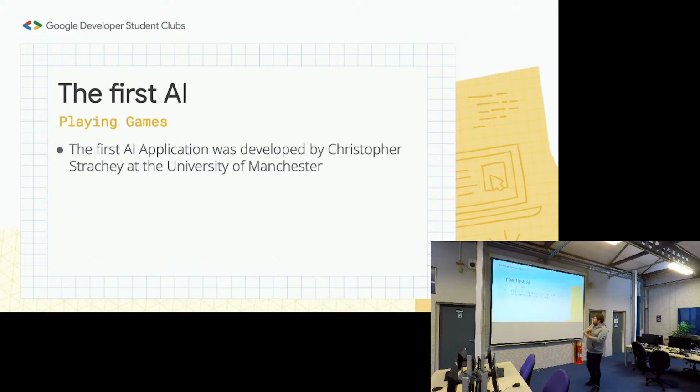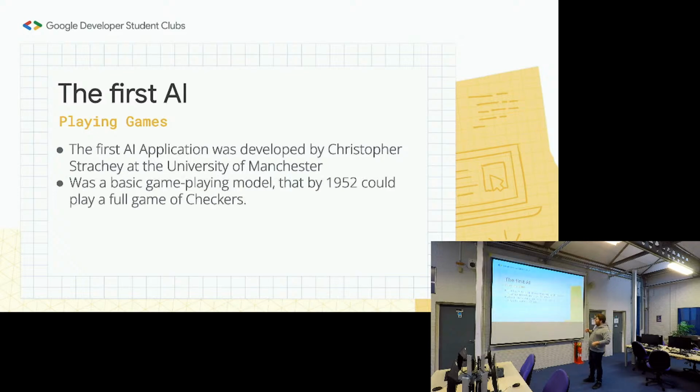So next, the first real AI application that was ever developed was actually developed again here in the UK. It was developed by a computer scientist called Christopher Strachey at the University of Manchester. Next slide, please. It was a basic sort of game playing model. Christopher Strachey also developed, whilst doing this, what can be argued as the first video game, which was this game of checkers. And by 1952, this intelligent system could play a full game of checkers. It was a lot slower than a normal human would be at playing checkers, because they didn't really have the computational power at the time, but it could do it in what was defined as a reasonable time. I'm not quite sure exactly how long it took, but there you have it.